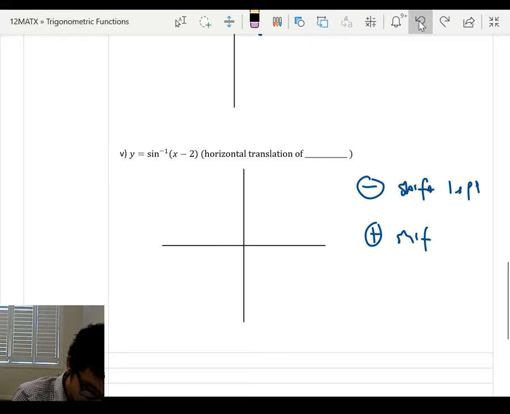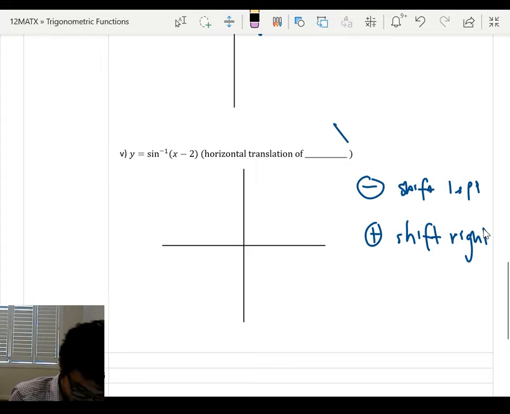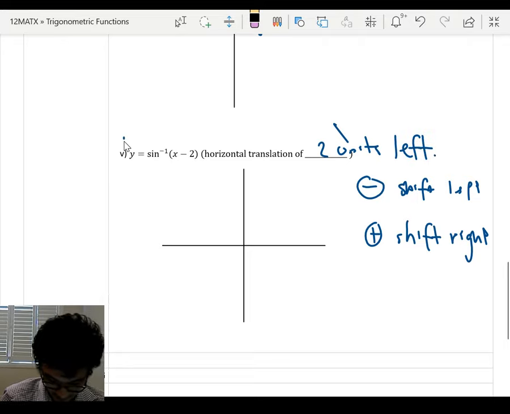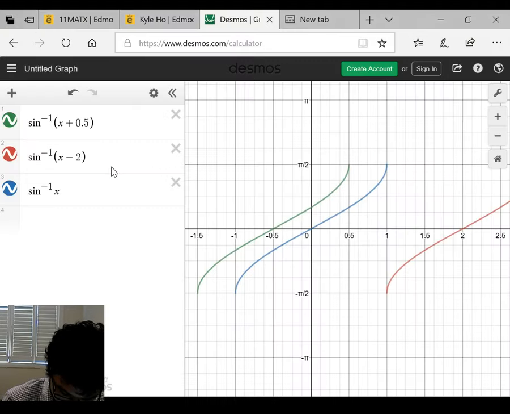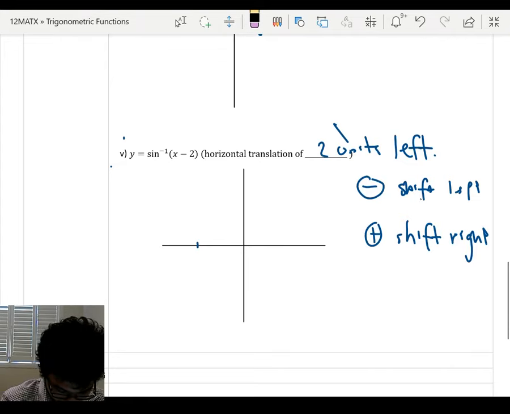Try that again. Okay, and so what are we doing here? We are shifting. We're shifting horizontally 2 units to the left. Okay, and go ahead and mark that in. Oh, wait, did I say left? Why did I say left? Negative. Yep, no, definitely messed that up.